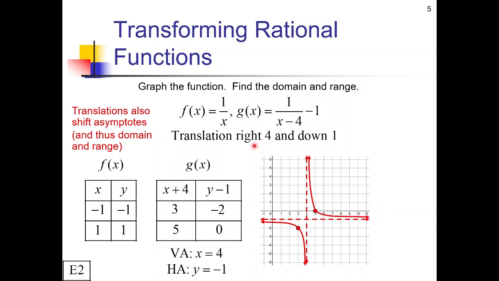Oh yeah, I also have to remember the domain and the range. The domain, we can see that we're not touching x equals 4. It matches the vertical asymptote. So we're going to write x does not equal 4 for domain. And for range, we'll have y does not equal -1.